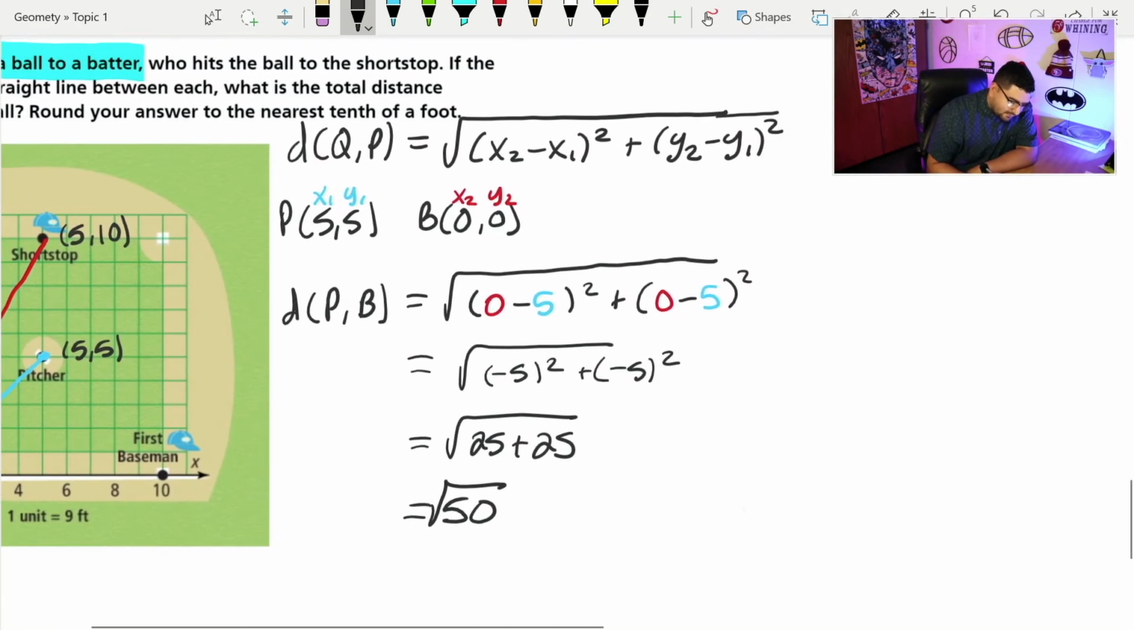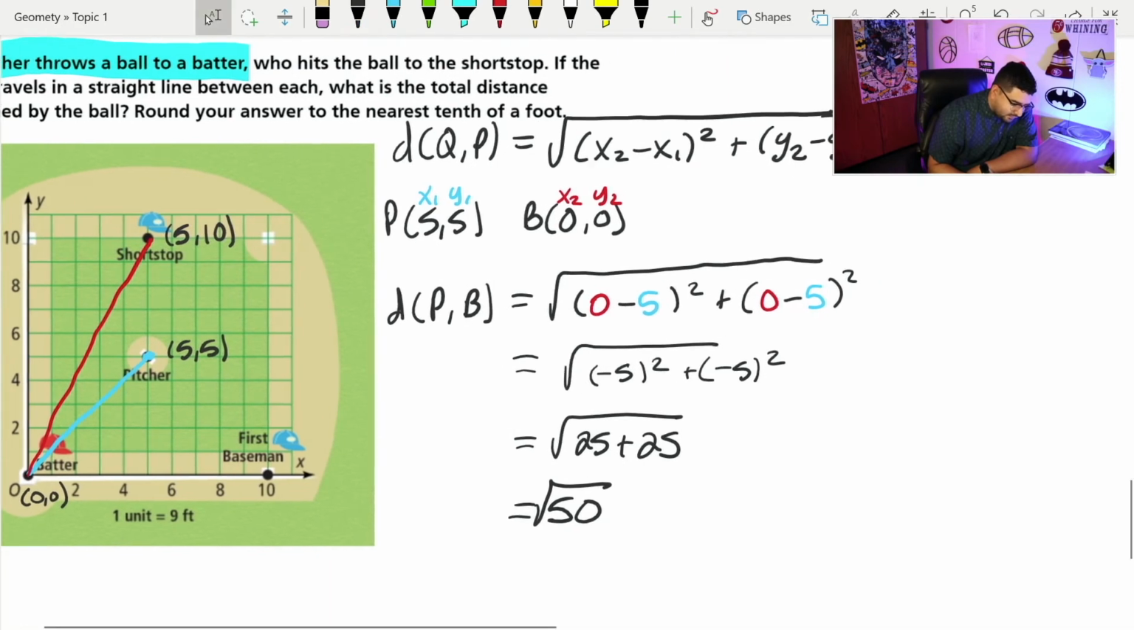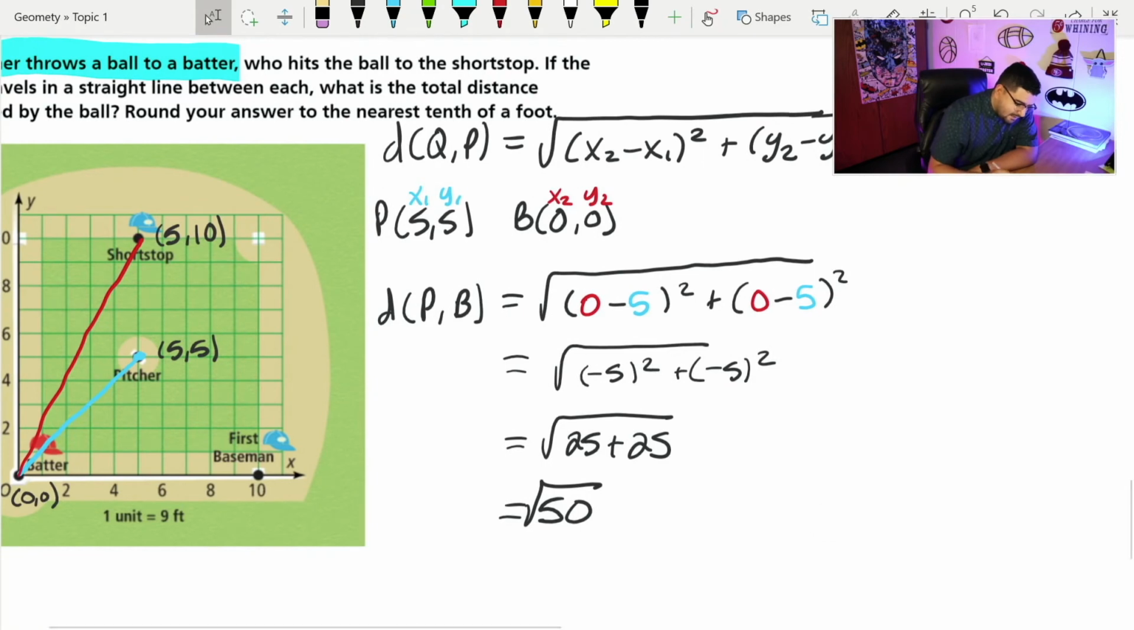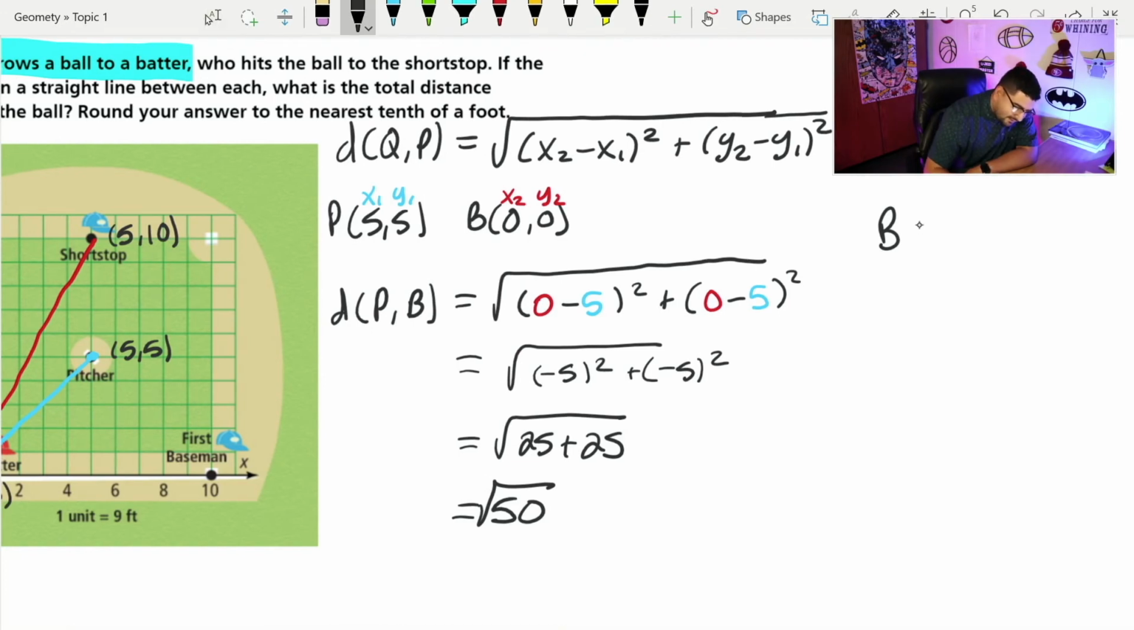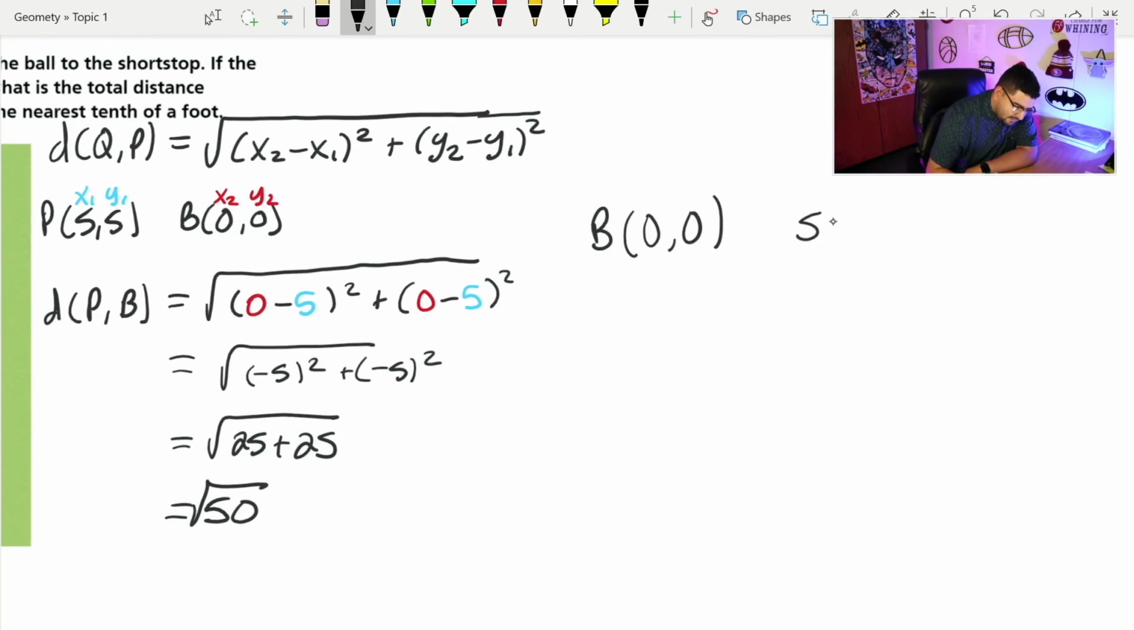For now, let's solve our other distance. So from the batter to the shortstop, again, based on the diagram, my batter's distance does not change, so my batter's still going to be at, I'm sorry if I covered the formula, just notice that. The batter is standing at point 0, 0, and the shortstop is standing at point 5, 10. So now we're going to use the distance formula to find the distance between the batter and the shortstop.